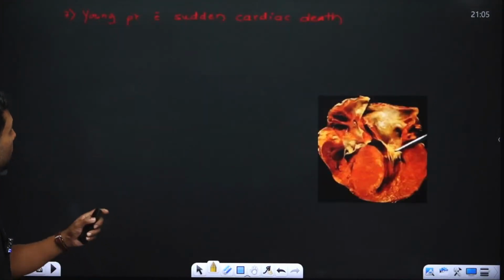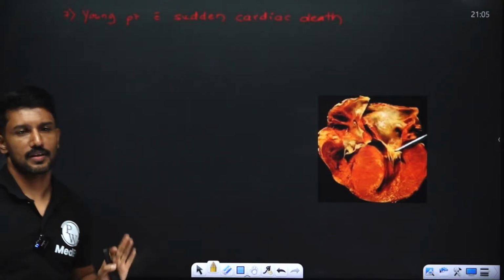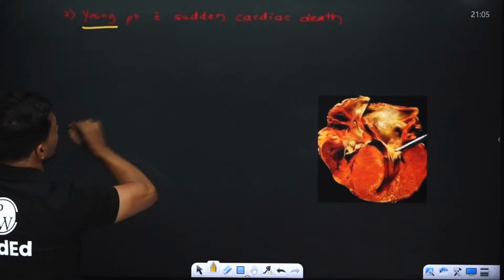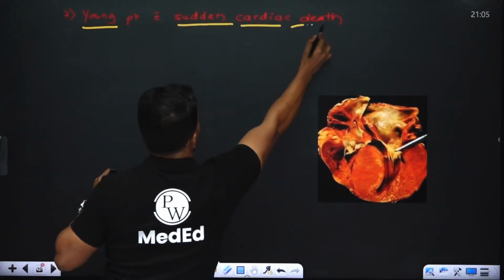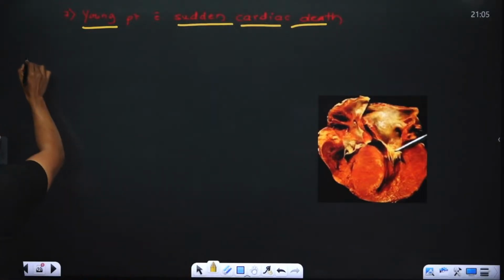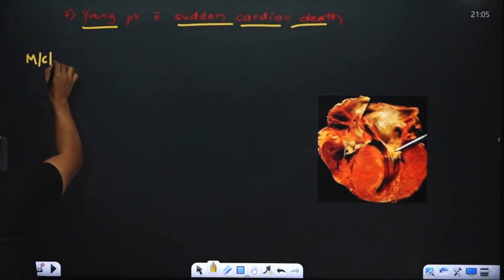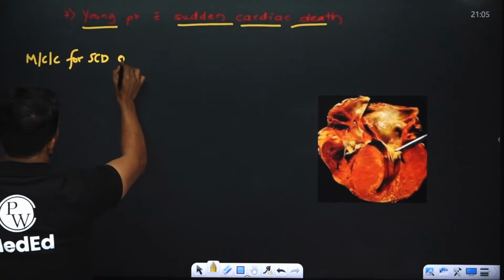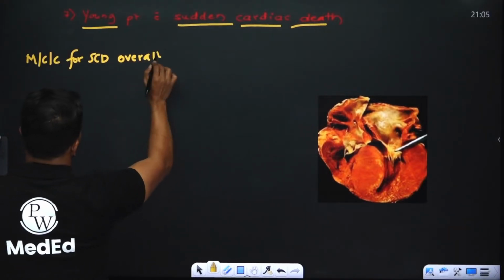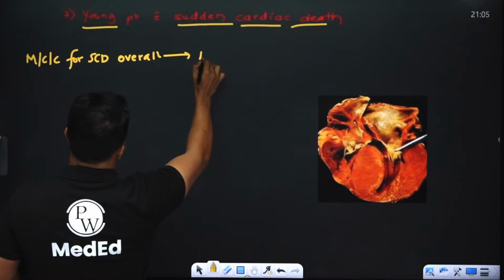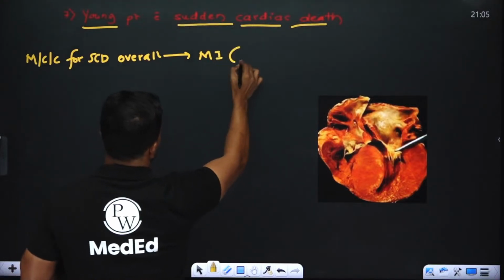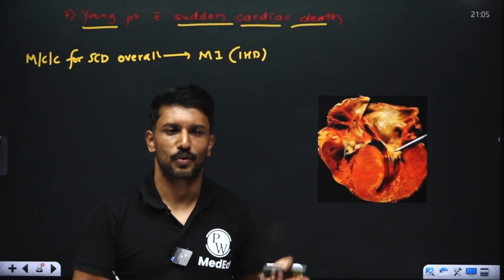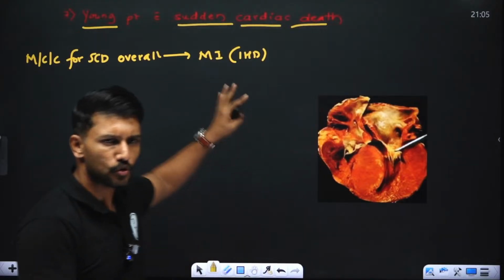Okay. Next one. A young patient with sudden cardiac death. It's a very straightforward question, right? Whenever the question talks about young and sudden cardiac death, what should come to your mind? So please remember, the most common cause for sudden cardiac death overall, without looking at the age, all people put together, is going to be MI, or you can also call it ischemic heart disease. You keep hearing the stories, right? He went to sleep, next day morning he was found dead because in the night he had an MI. That's the most common cause.